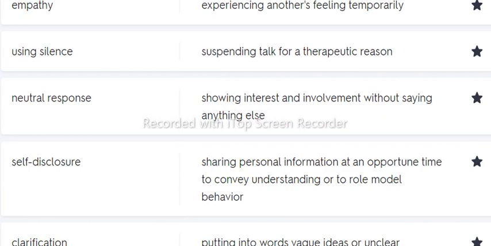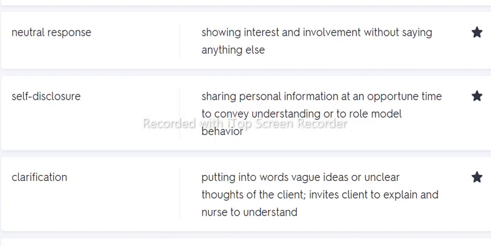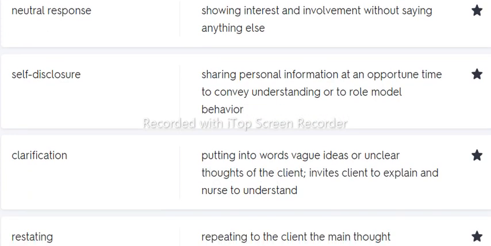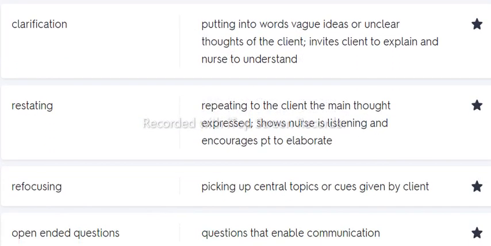Neutral response. Showing interest and involvement without saying anything else. Self-disclosure. Sharing personal information at an opportune time to convey understanding or to role model behavior. Clarification. Putting into words vague ideas or unclear thoughts of the client invites client to explain and nurse to understand. Restating. Repeating to the client the main thought expressed shows nurse is listening and encourages PT to elaborate.